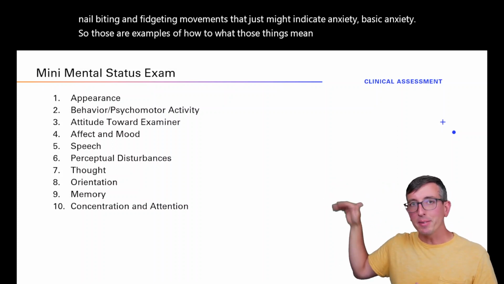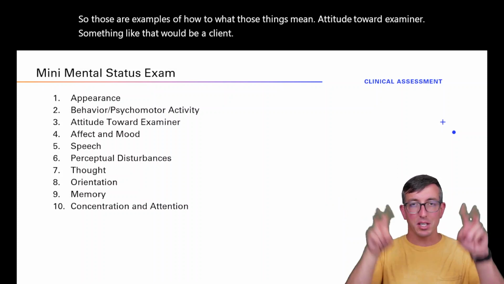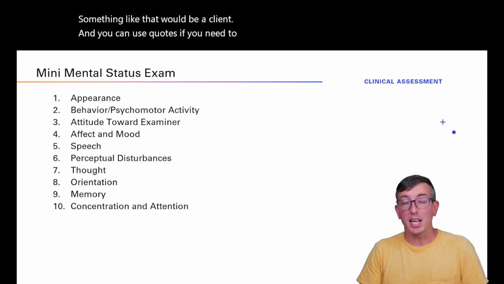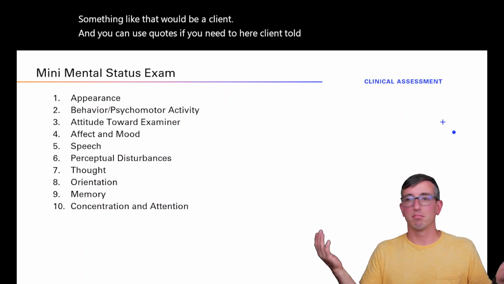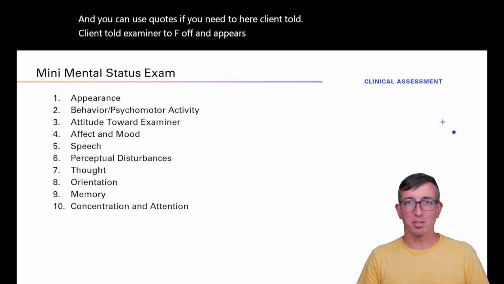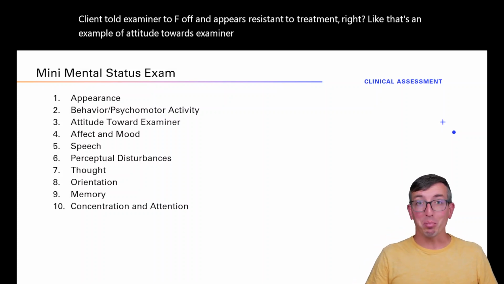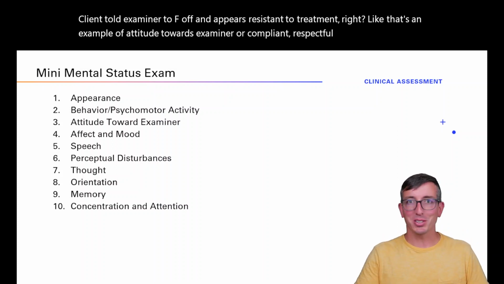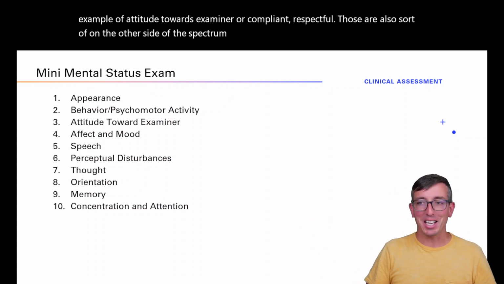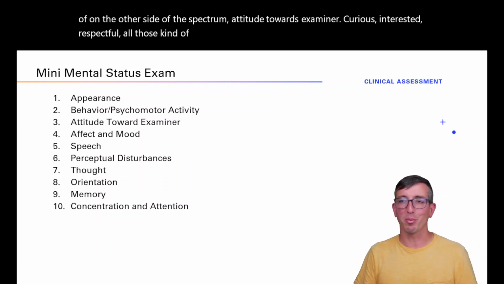Attitude toward examiner, something like that would be a client, and you can use quotes if you need to here. Client told examiner to F off and appears resistant to treatment, right? That's an example of attitude towards examiner. Or compliant, respectful. Those are on the other side of the spectrum. Curious, interested, respectful, all those kinds of things are totally appropriate.